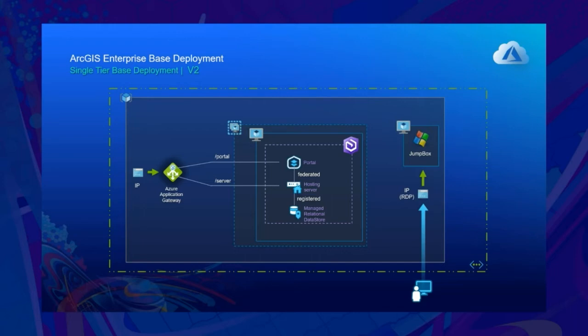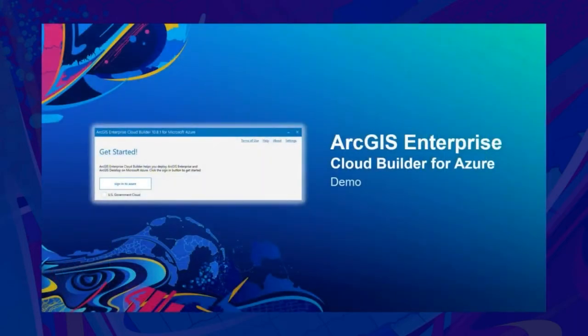This referenced architecture shown here is for a V2 single-tier base deployment. Notice that we are now leveraging the Azure Application Gateway as our single point of entry. I will now deploy a V2 single-tier base deployment using the ArcGIS Enterprise Cloud Builder for Microsoft Azure.